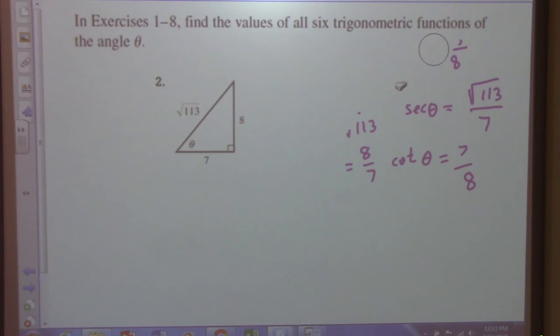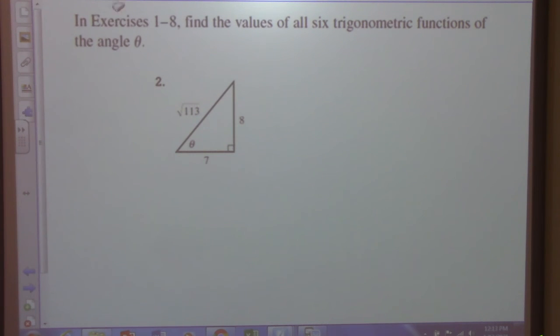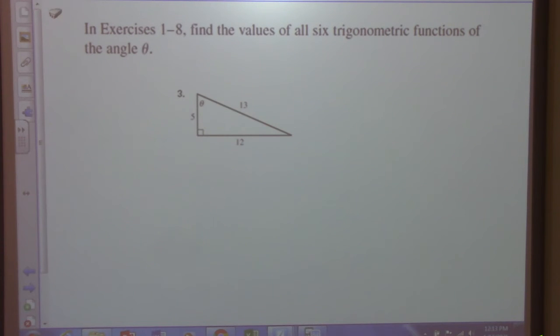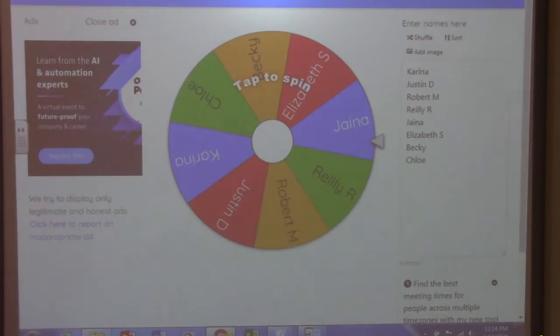Okay, let's go. All right. We got to be careful where theta is, or theta's over here, right? So number 3, our opposite's going to be down here. Did you see that? Hope you did. Anyway, I'm going to call on somebody.